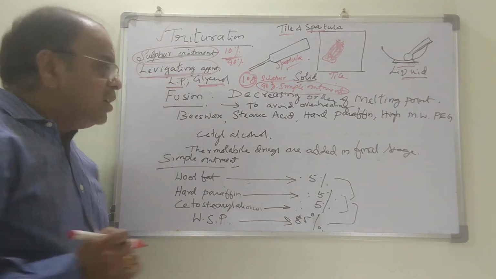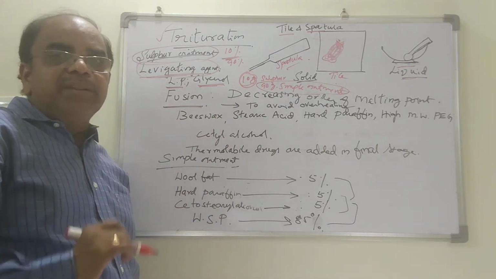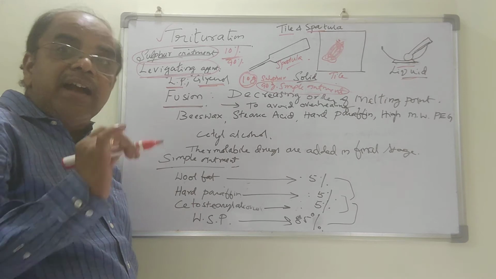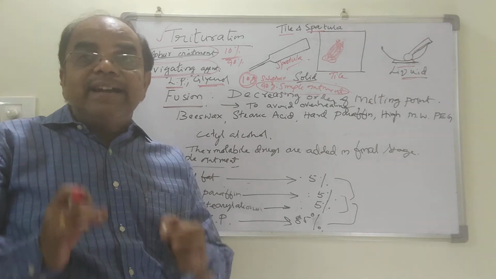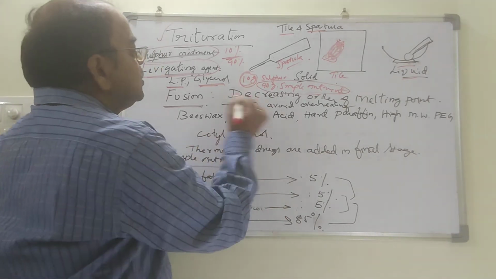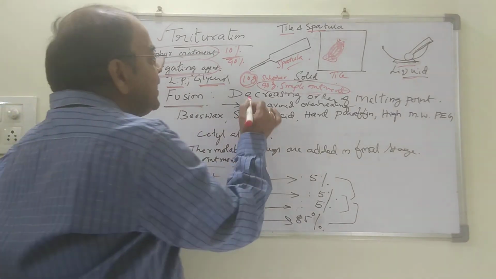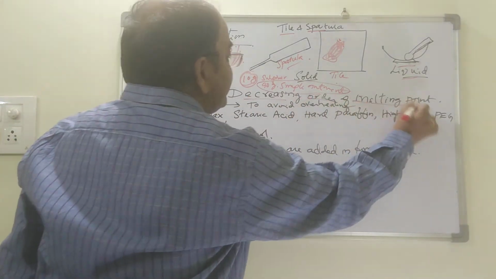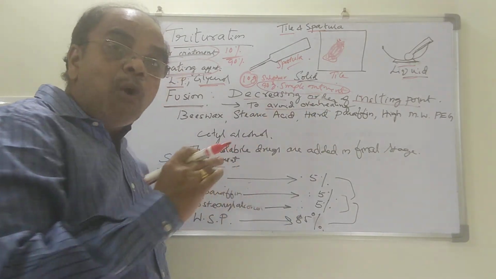Next, about the fusion technique. Here it involves a heating process in a water bath. I told you one important point: you have to mix the ingredients in the decreasing order of melting point. Right. So mix and melt the ingredients in the decreasing order of melting point. For what purpose? To avoid overheating.